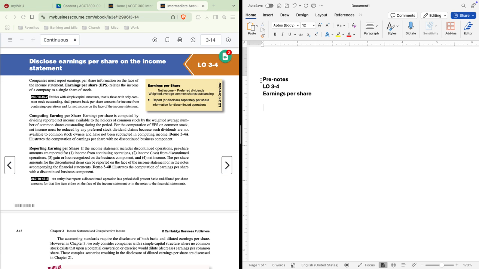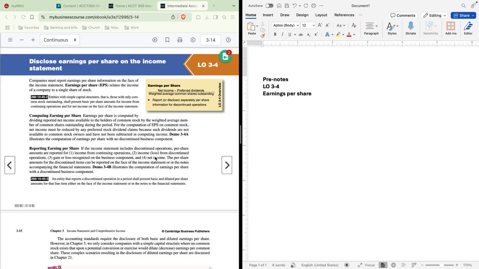Now, over here on the right side of the screen, you can see that I have a blank Word document open where I'm going to take some pre-notes. And over on the left side of the screen, I have the textbook open too. I just chose this particular learning objective out of the textbook because I had to pick something in order to do a demonstration. And this seemed to be a pretty good one to pick.